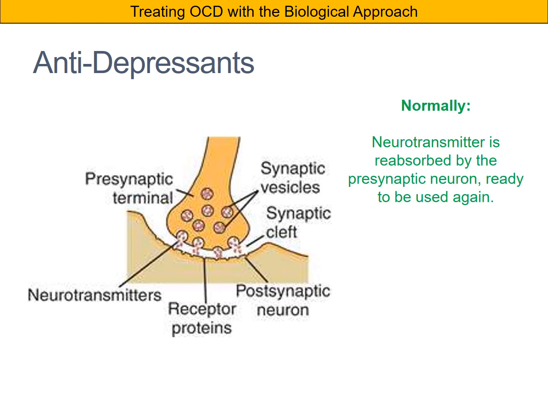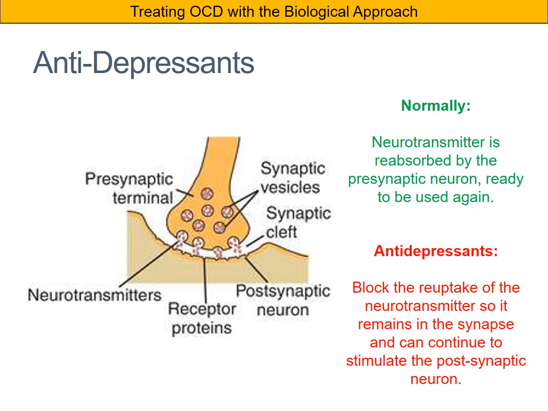So normally, once a neurotransmitter has done its job, it's reabsorbed by the presynaptic neuron, so it's basically ready to be used again. It could also be broken down by enzymes in the synapse. Now, what antidepressants do is they block the reuptake of the neurotransmitter, so it remains in the synapse and can carry on stimulating the postsynaptic neuron. Because of this constant stimulation, messages are more likely to get through, and that seems to be quite effective at treating the symptoms of OCD.